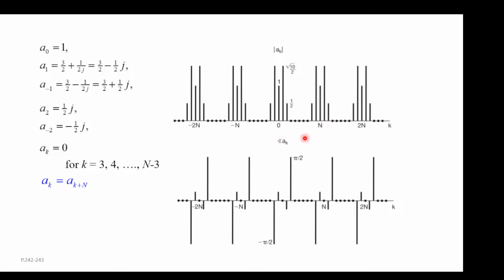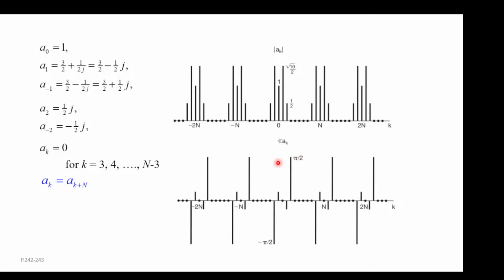Again, we see our ak once again is periodic, and it's symmetric around 0 in amplitude, because a0 equals 1, and a plus minus 1 has the same amplitude, and a plus minus 2 has the same amplitude. But for the angle, it's not symmetric, because a1 and a minus 1 have opposite angles, and a2 and a minus 2 have opposite angles. Yeah. Question on this example.